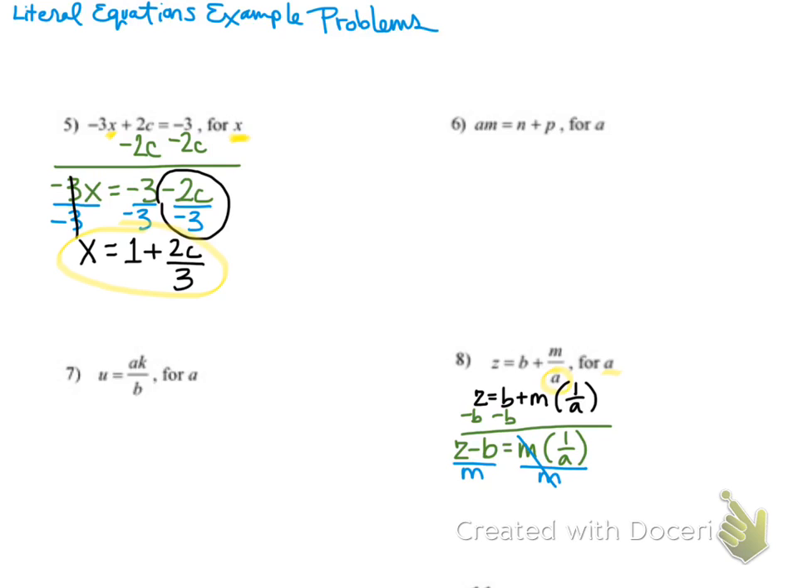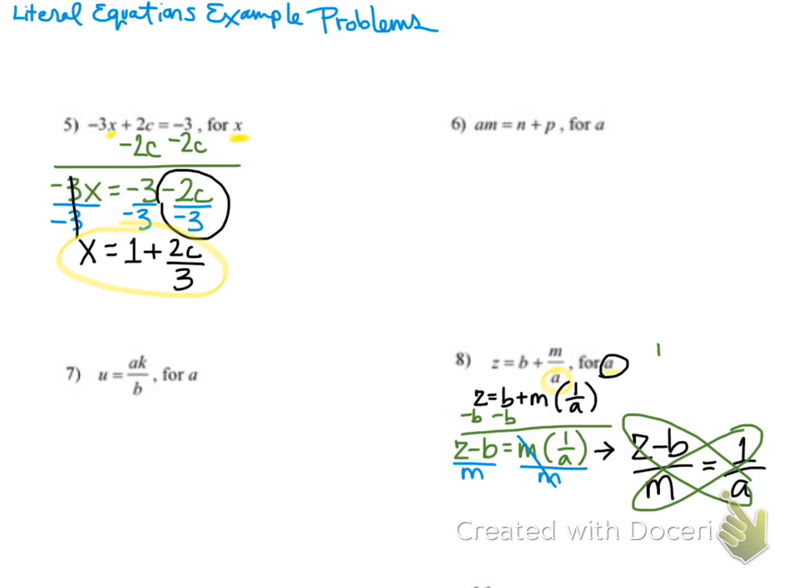So we're almost there, but what you'll see is that a is alone-ish, but it's in the denominator, and we weren't asked for 1 over a, we were asked for a. So the way that we do this is to cross multiply and then divide by a again, but all you really need to do is flip both fractions. So we're just going to rewrite this as m over z minus b equals a. Now that a is by itself, we're all finished.